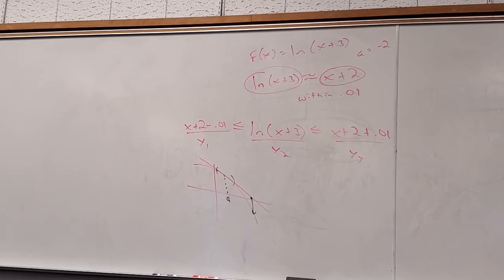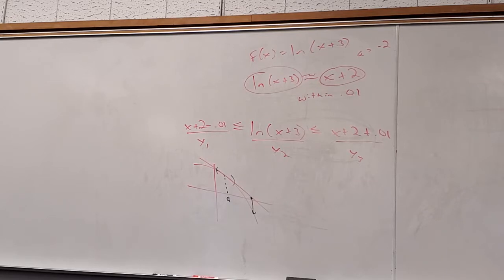So again, the first thing is x plus 2 minus 0.01, right? And then I got my natural log of x plus 3. And then I got my x plus 2 plus 0.01. Let's see what this looks like. Let's do zoom 6 if you're playing along with me.